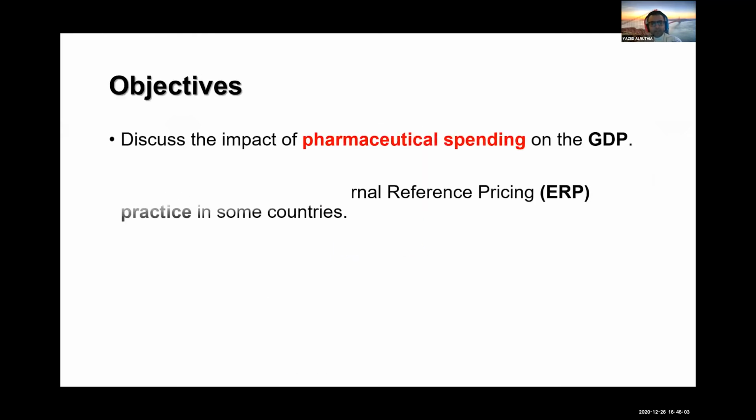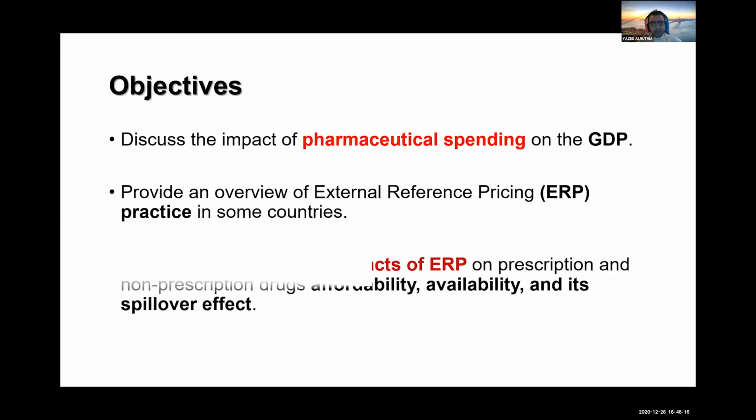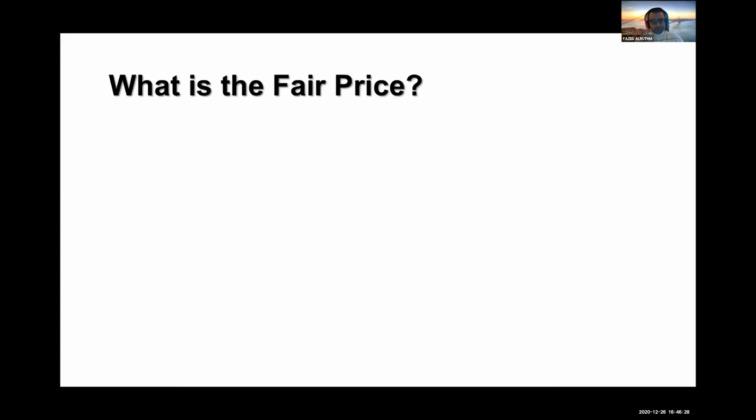So my objectives for today's presentation: first, to discuss the impact of pharmaceutical spending on the gross domestic product of different countries; second, to provide an overview of external reference pricing practice in some countries; and thirdly, to highlight some potential impacts of external reference pricing on prescription and non-prescription drugs' affordability, availability, and its spillover effect. So without further ado, let's get started.